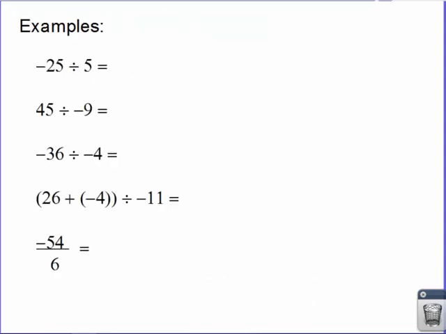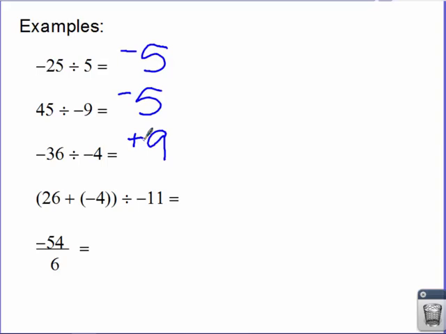So let's do a couple questions real quick. What if I gave you negative 25 divided by 5? Well, if I divide that, I end up with 5. How many negatives do you see? 1 negative. So my answer is negative. 45 divided by negative 9. Well, that's 5. 1 negative makes it negative. Negative 36 divided by negative 4. Well, 36 divided by 4 gives you 9. Negative and negative make a positive.